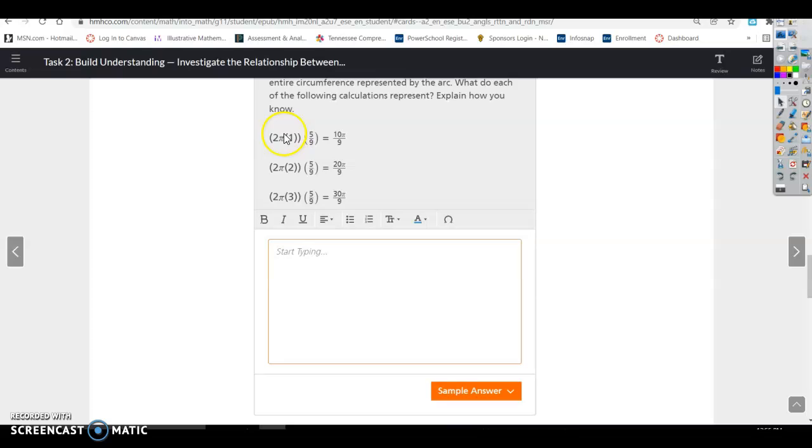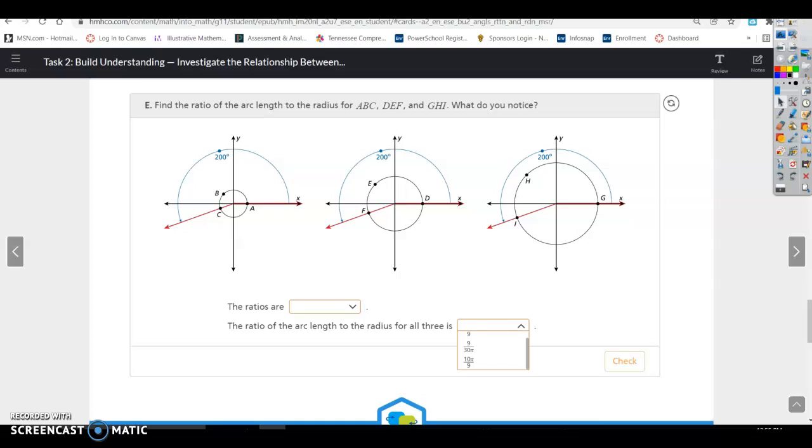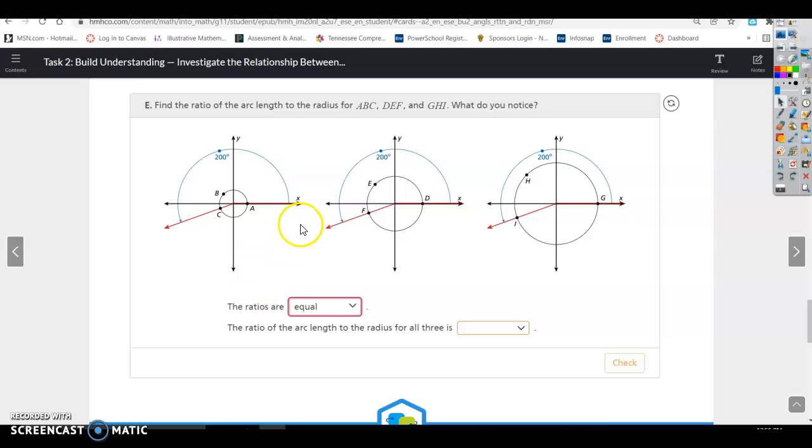And so if we calculate each of those, we get this for the circumference with this radius measure for 200 degrees of that circle. Okay? All right, so it says find the ratio of the arc length to the radius of ABC, DEF, GHI. What do you notice? All right, so it says the ratios are equal. It was 5/9 each time, right? Because 200 degrees out of 360 is going to be 5/9.